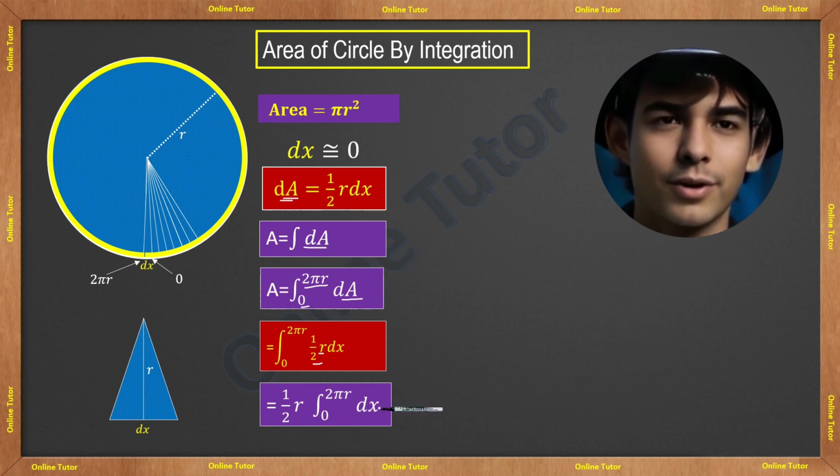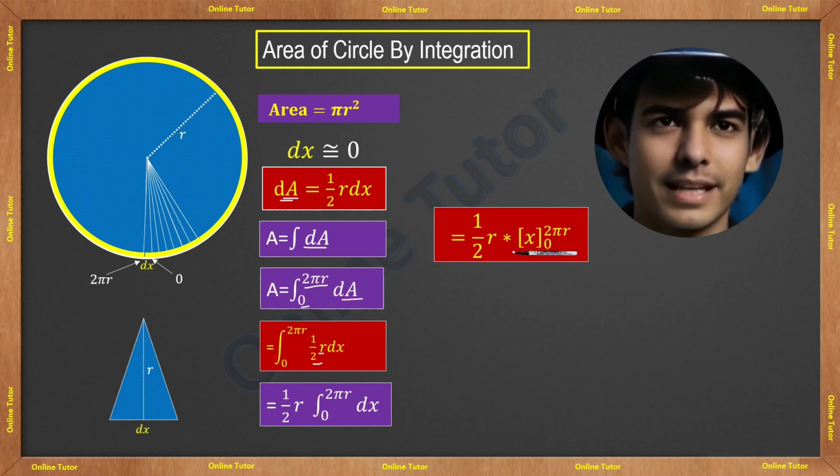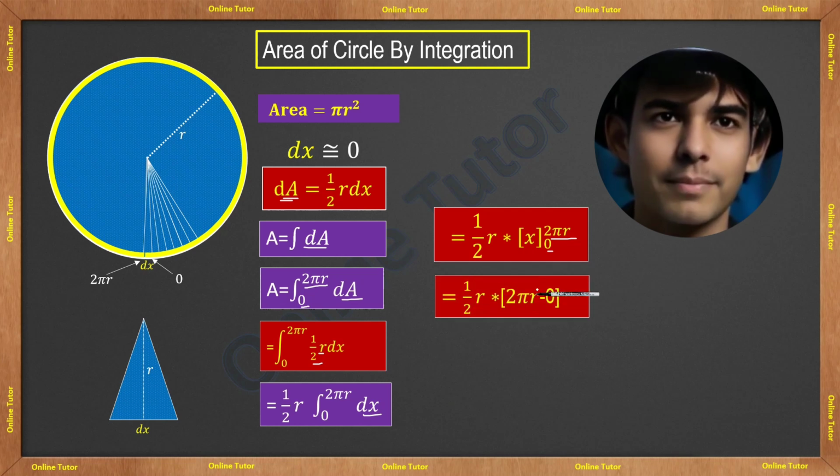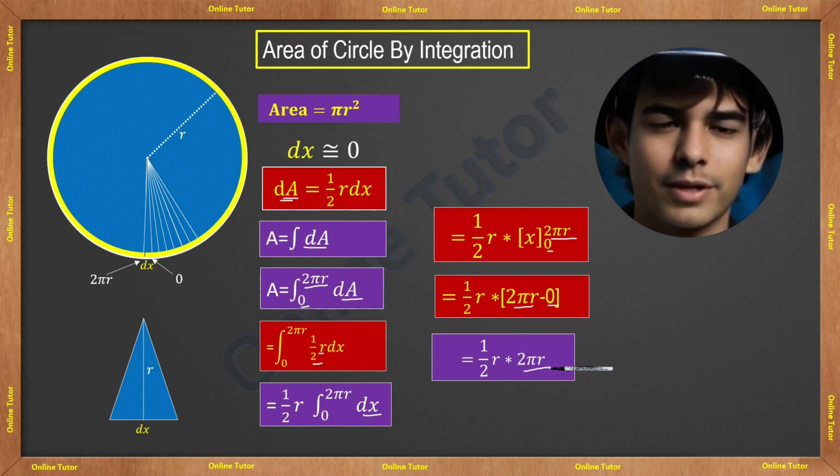Now we all know that integration of dx is x. So it will be half r as it is, multiplied by x, because integration of dx is x. Now the limit will be from 0 to 2 pi r. Now I will put the values of the limit inside. So it will become half r multiplied by upper limit minus lower limit. The upper limit is 2 pi r minus lower limit is 0. So 2 pi r minus 0 is nothing but 2 pi r.